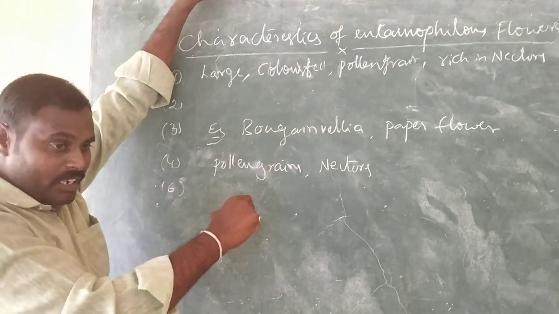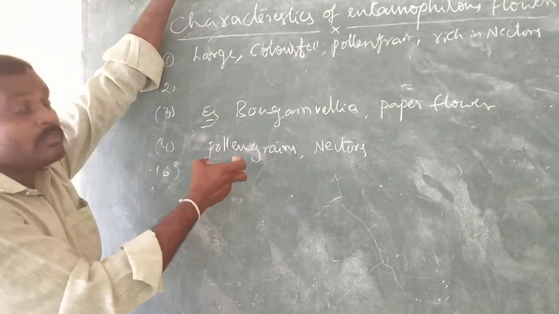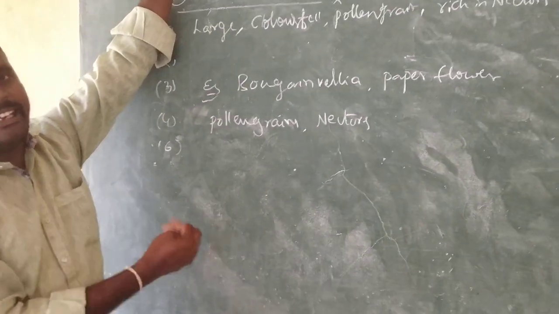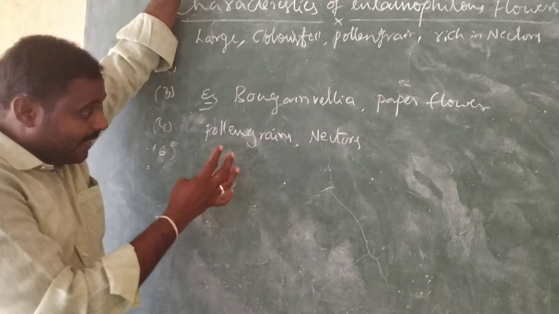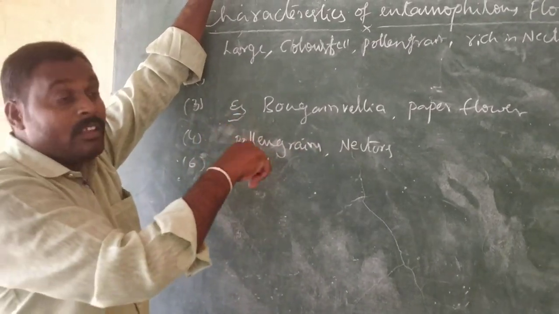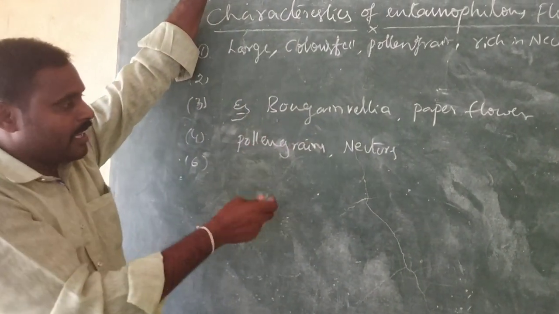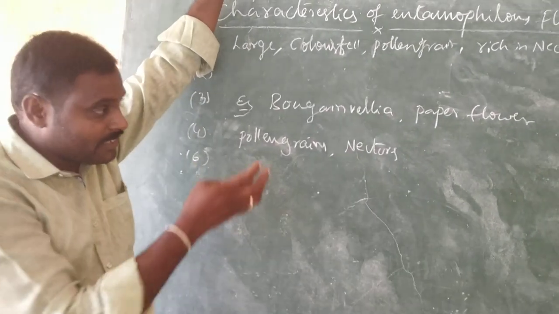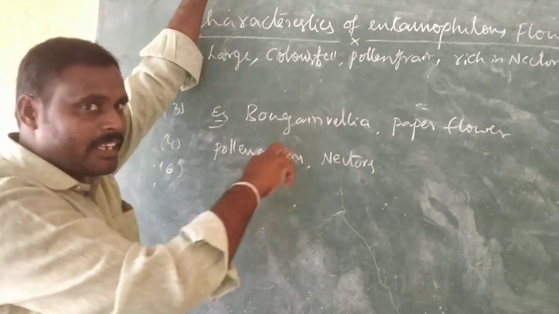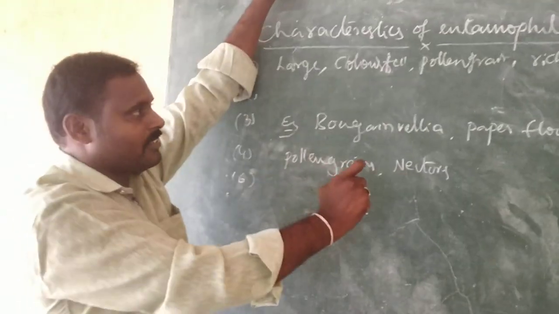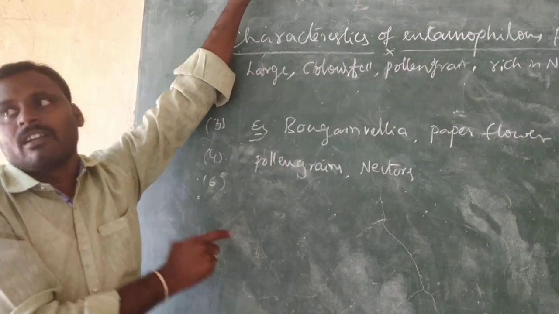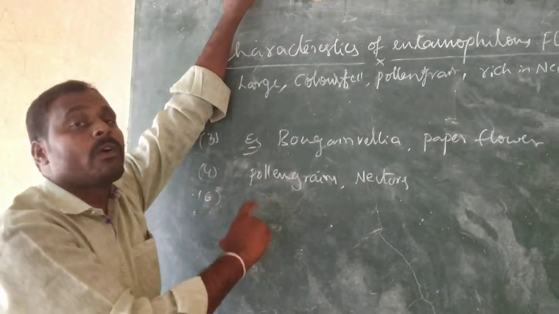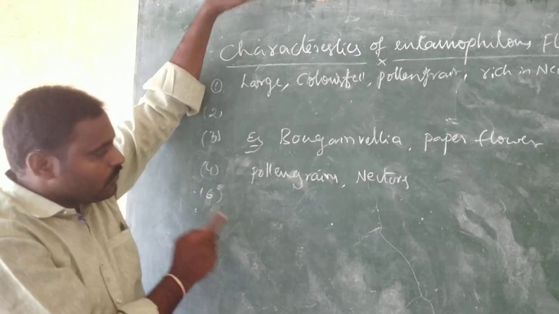So when it visits one flower, the pollen grains may attach to the lower abdomen of the insect. When it leaves that flower and lands on another flower, whatever pollen grains are attached to the lower abdomen of the insect may fall on the other flower. As a result, it facilitates cross-pollination. As a result, it facilitates which one? Cross-pollination or pollination. So this is the thing.